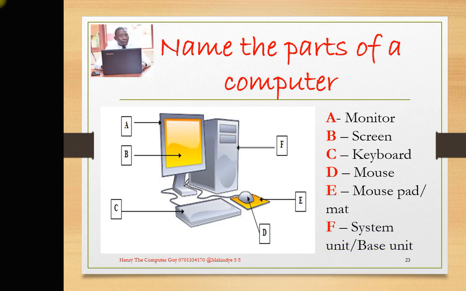Then lastly, part F is what we call the system unit or the base unit. This is actually the case. It houses components like, for example, the power supply, the motherboard, the disk drives, the RAM, many other components here. So it's like a case that houses components as we have talked about them.